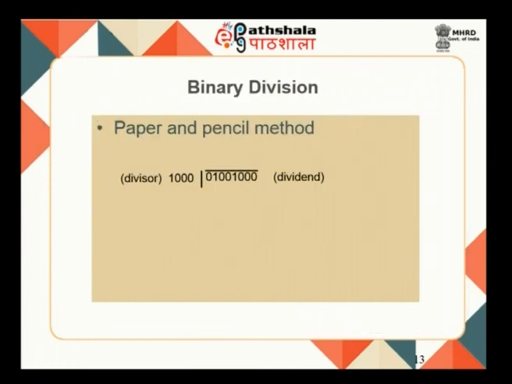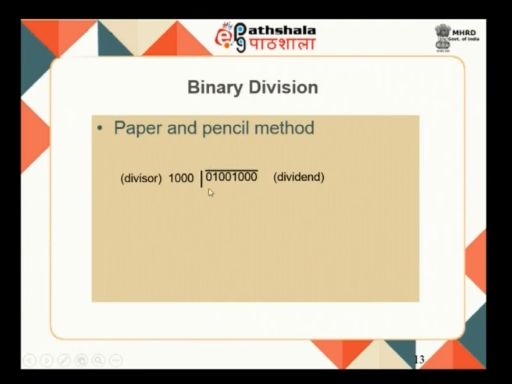So, the next operation that we look at is binary division. If you look at the paper and pencil method of binary division, we all know that this is the dividend, this is the divisor, and we try to find out the quotient and the remainder. We take the first bit of the dividend and check whether the divisor goes into it. If the divisor goes into it, you generate a quotient bit of 1. If the divisor does not go into that dividend bit, you generate a quotient bit of 0.